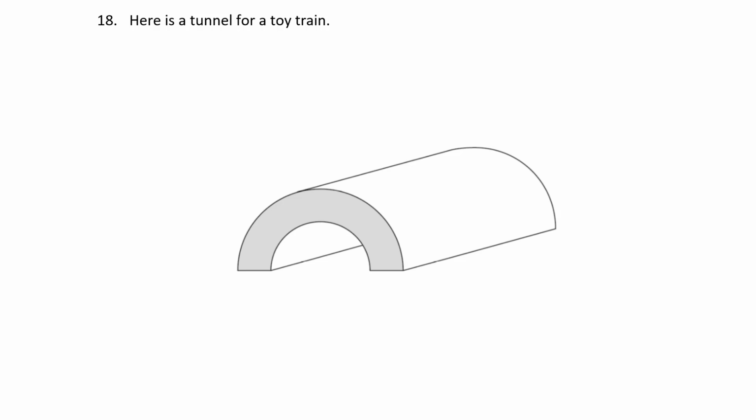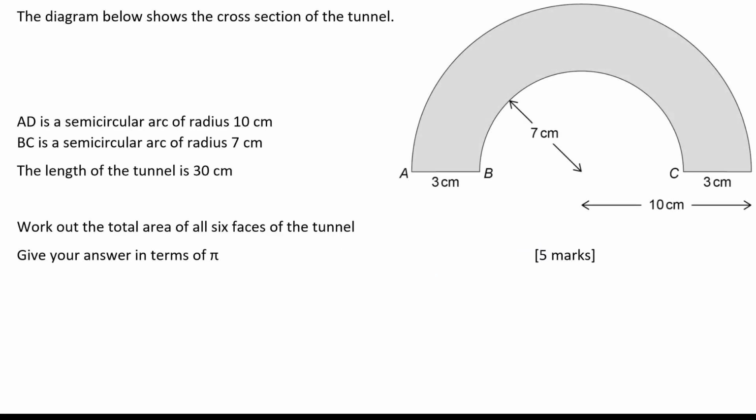Question 18. Here is a tunnel for a toy train. So it's a kind of prism, isn't it? So you've got a uniform cross section running all the way through for a certain length. Whatever the length here, and then this is the cross section, so it's a prism. Now the diagram below shows the cross section of the tunnel. AD is a semicircular arc of radius 10, and BC is a semicircular arc of radius 7, and the length of the tunnel is 30. Work out the total area of all 6 faces of the tunnel.